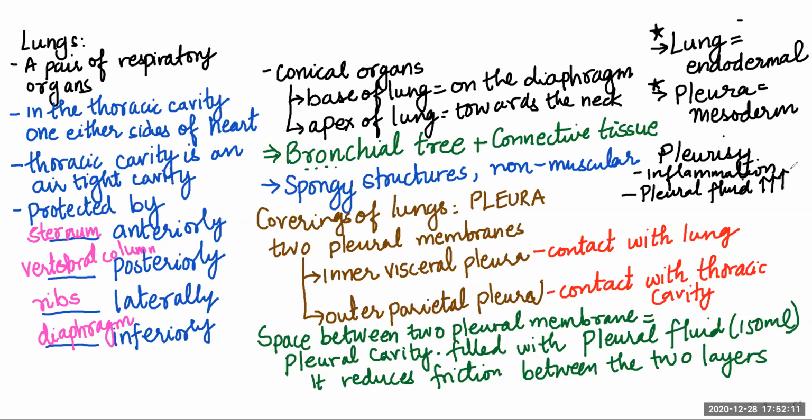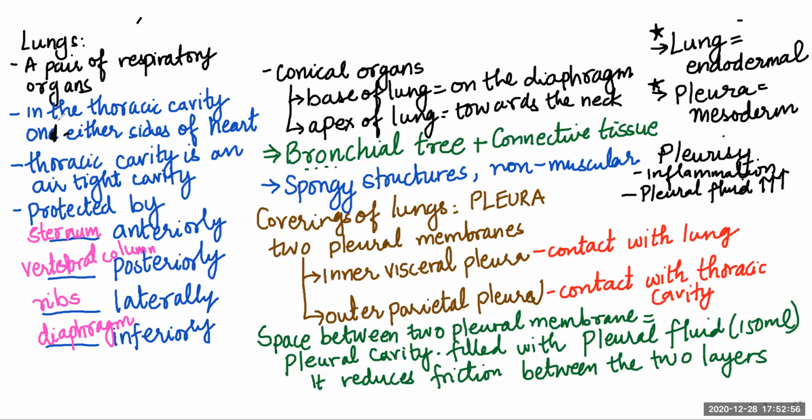Please finish this up. We have yet to finish the lungs. We just finished the membrane, just the general introduction. Lungs are a pair of respiratory organs present in the thoracic cavity on either side of the heart. The thoracic cavity is an airtight cavity, and thus the lungs are protected by the sternum anteriorly, the vertebral column posteriorly, and ribs laterally.